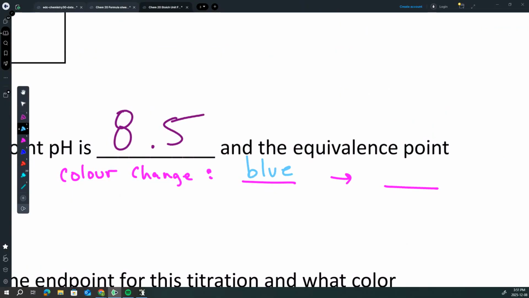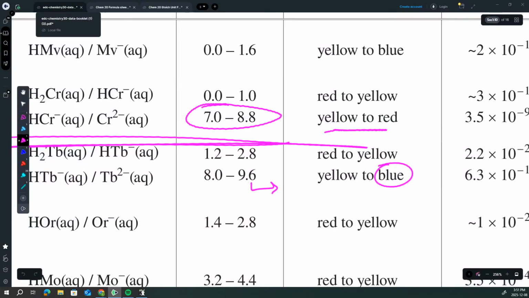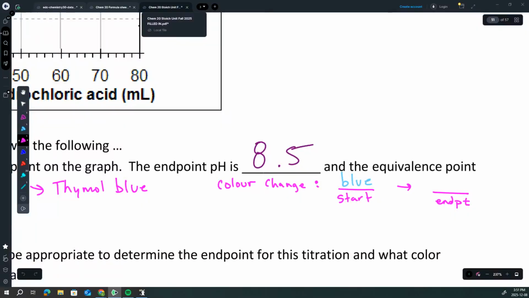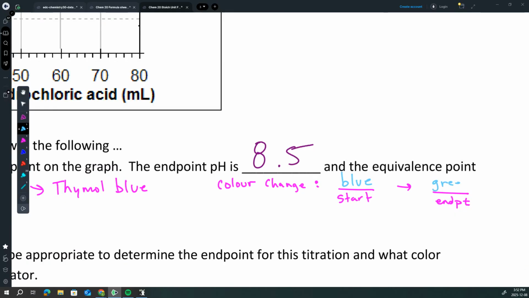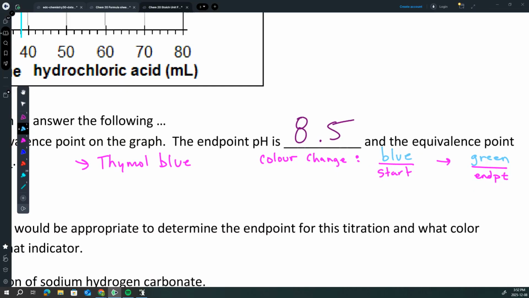Okay, and at the end point, let's say start and then end point. So the end point was 8.5, which is the in-between part, or it's a number in between the range. So we're going to be in between yellow and blue, which is green.